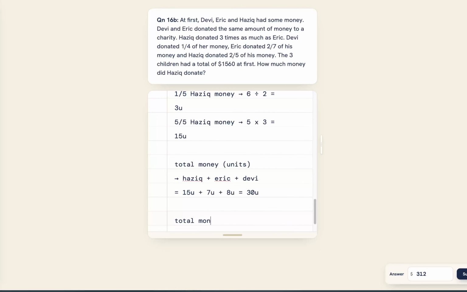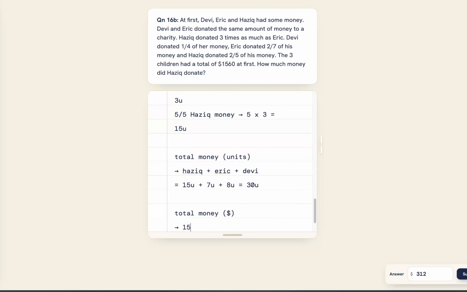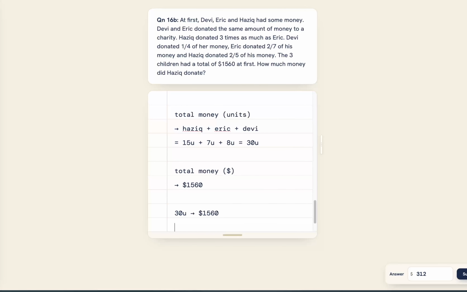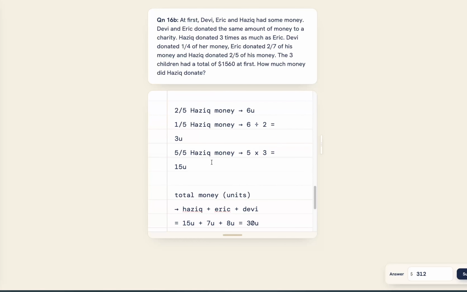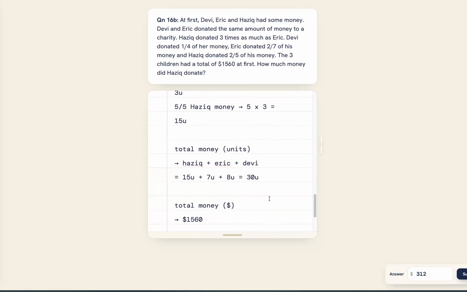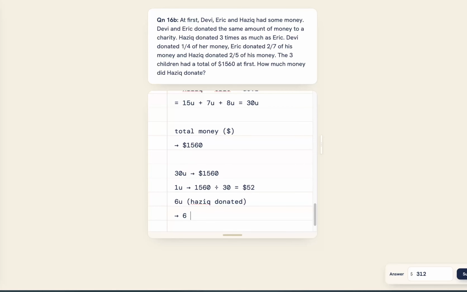And total money, in dollars, would then be equal to 1560 dollars. Okay, so that means 30 units equal 1560. Then Haziq, how much did he donate? He donated 6 units. So 1 unit is equal to 1560 divided by 30. This will be equal to $52. Then 6 units is what Haziq donated, equal to 6 times 52, and this will be $312. Okay, there you go. So that's the answer, $312.